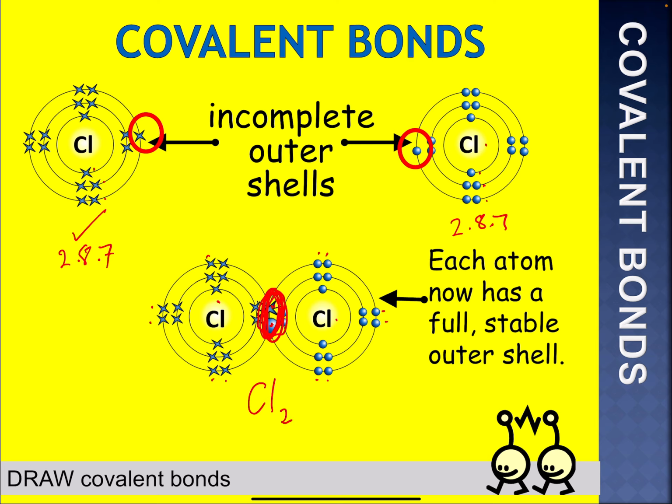Chlorine is diatomic. Diatomic meaning 2 atoms. All halogens, in fact, are diatomic. So fluorine gas is going to be F2. Chlorine, you already know, Cl2. Bromine, Br2. Iodine, I2. Hydrogen is also diatomic, H2. Oxygen, O2. Nitrogen, N2, and so on.